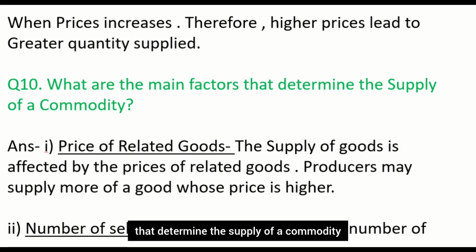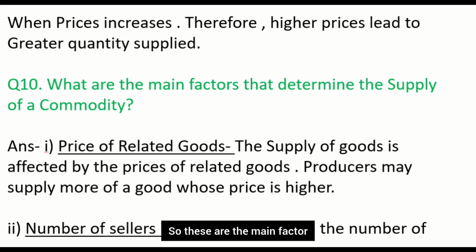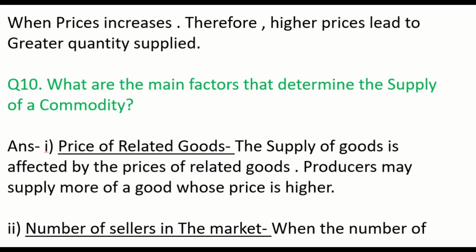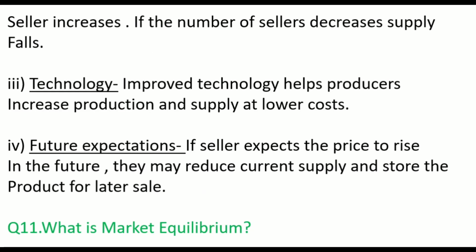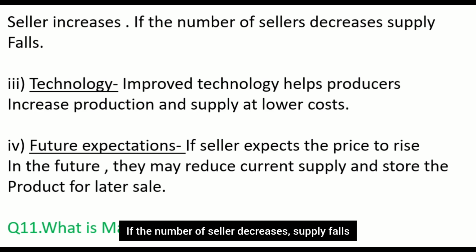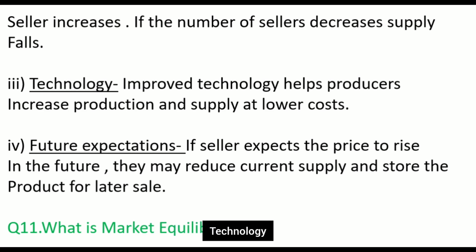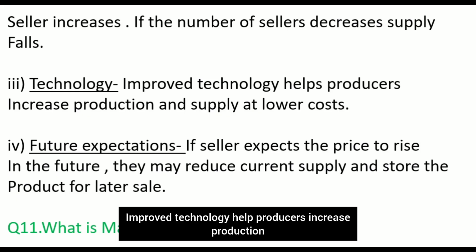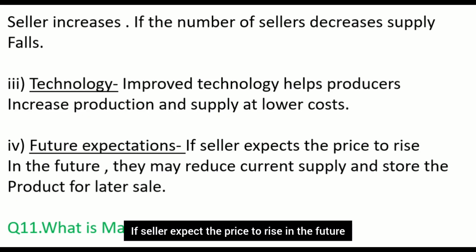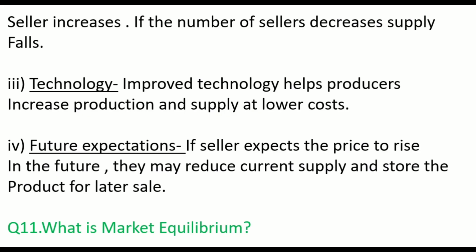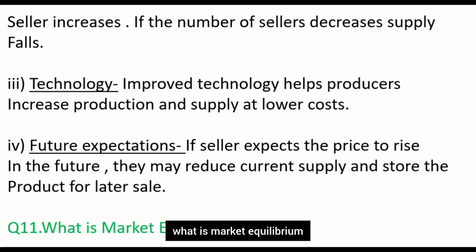What are the main factors that determine the supply of a commodity? So these are the main factors. First is price of related goods. The supply of goods is affected by the price of related goods. Producers may supply more of a good whose price is higher. Number of sellers in the market. When the number of sellers increases, supply rises; if the number of sellers decreases, supply falls. Technology. Improved technology helps producers increase production and supply at lower cost. Future expectation. If sellers expect the price to rise in the future, they may reduce current supply and store the product for later sale.